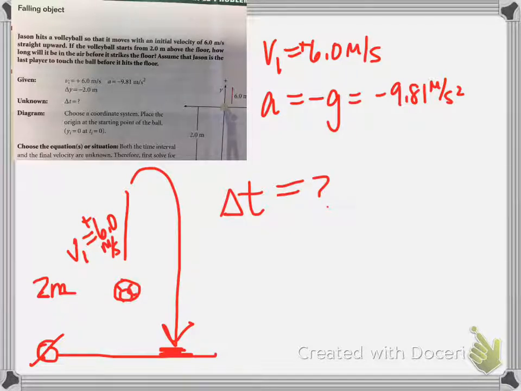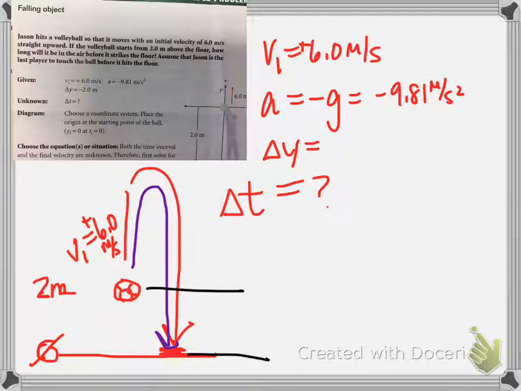Do we have its displacement? Do we have its delta Y? So let's review the difference between displacement and distance. The distance it travels is this. Its displacement is the difference in its starting position and ending position. What's its displacement? Negative 2. Yes, it's 2 meters, but it's 2 meters in the negative direction. So delta Y equals negative 2.0 meters. And delta T is of course what we want.